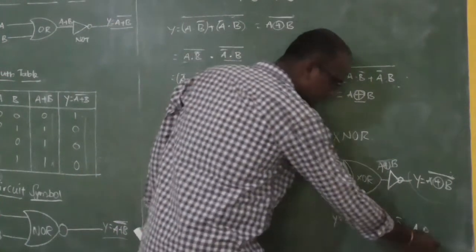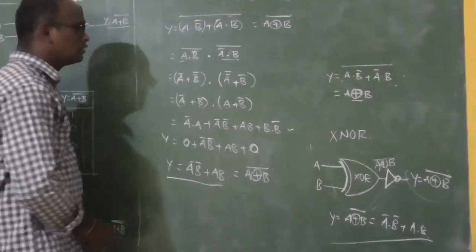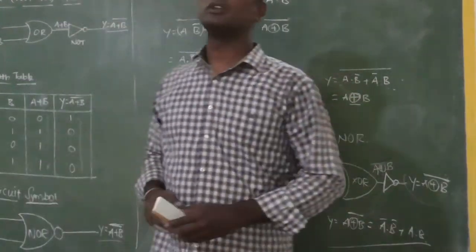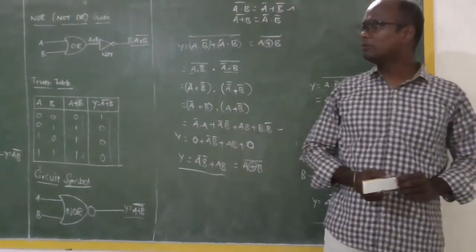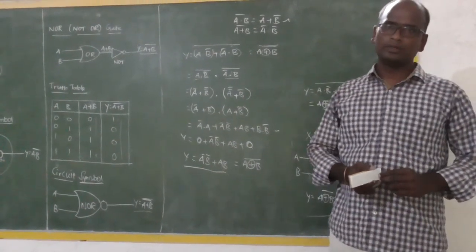We get this from the XOR gate being complemented. So these are the combined logic gates, made by combining the basic logic gates AND, OR, NOT. Okay, understand?